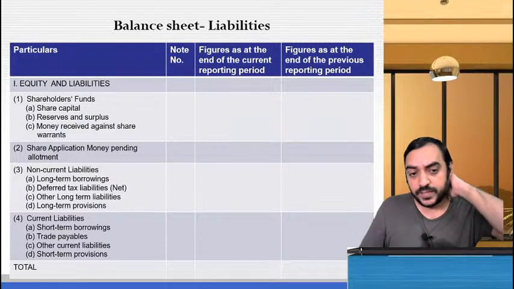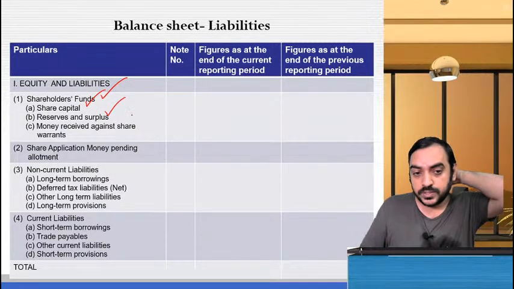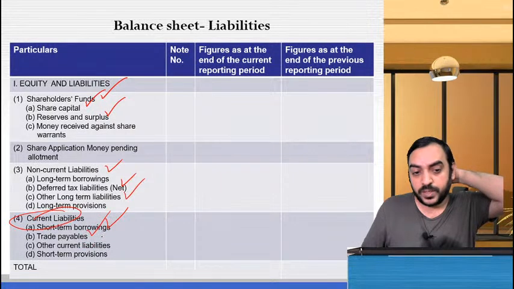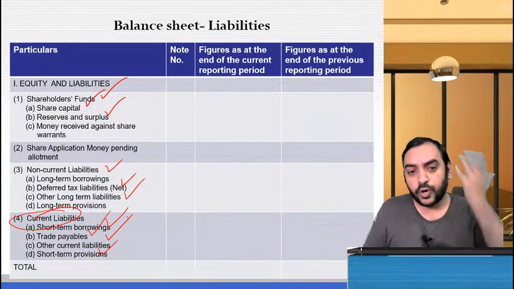Regarding the liability side, we have shareholders' funds: share capital, reserves and surplus, money received against share warrants, share application pending allotment. Then non-current liabilities: long-term borrowings, deferred tax liabilities, long-term provisions. Then current liabilities: short-term borrowings, trade payables, other liabilities, short-term provisions. This format you should know.